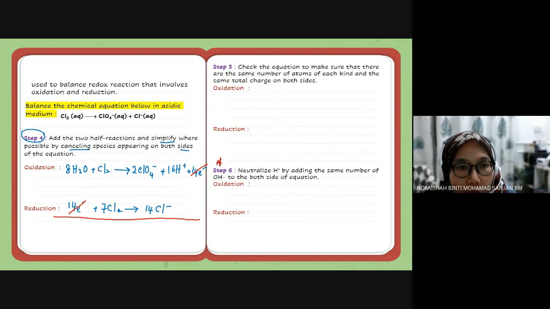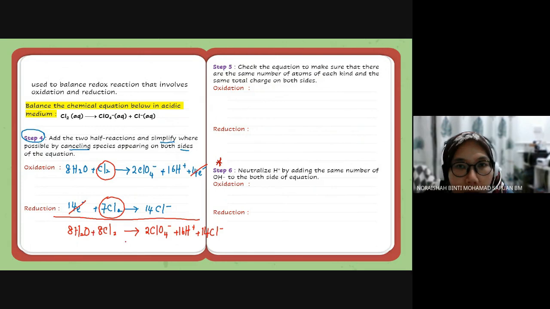So dekat sini you akan tambah klorin yang ni tambah dengan yang ni. So you akan dapat 8 klorin gas. So 2 ClO4 minus tambah 16 hydrogen tambah 14 Cl minus. So ni 8 air.